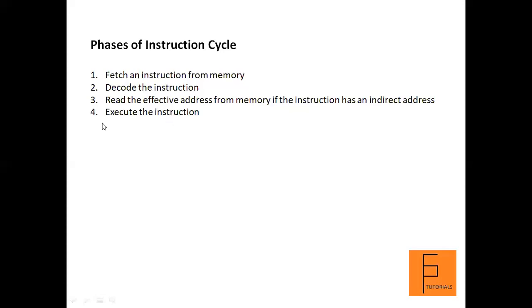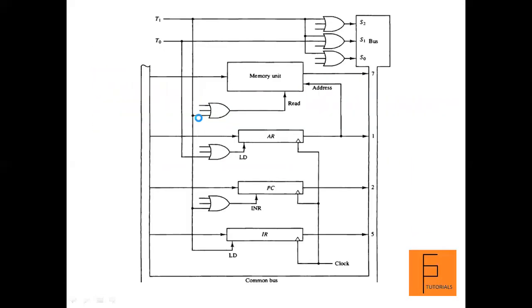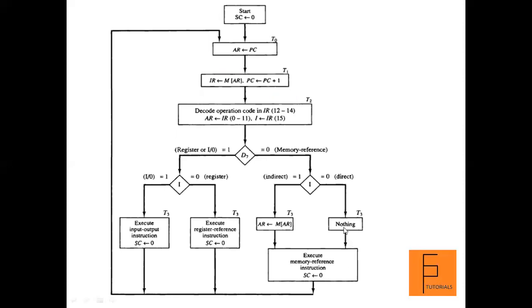What is the last phase of the four phases of the instruction cycle? The last phase is executing the instruction. This last phase will be executed after you conclude that your memory reference instruction is either direct or indirect. They both come to this box of execution, and after the execution is completed, you simply set your sequence counter to 0 so that you can move on to fetching the next instruction. See, there is this big line which comes from the last box, going back up to the top, where you again take the value of program counter and put it in address register. That means you will resume with the next instruction.